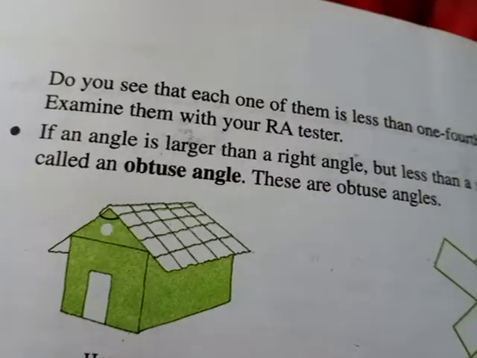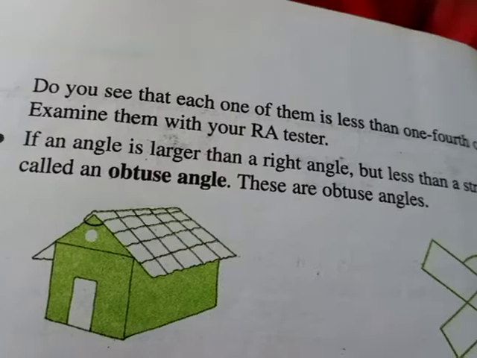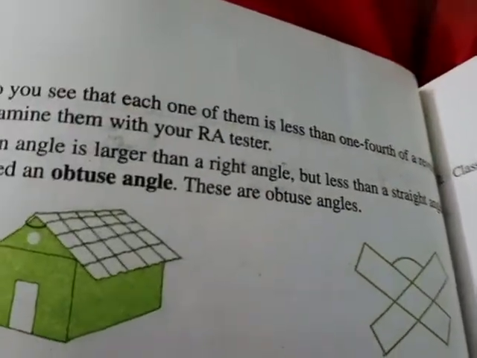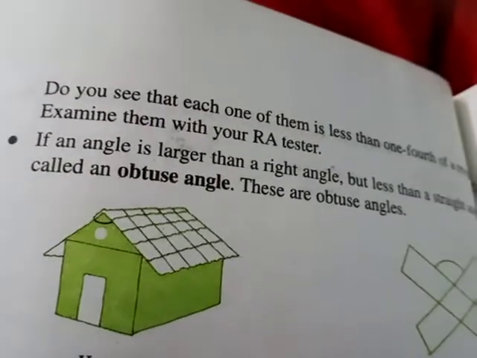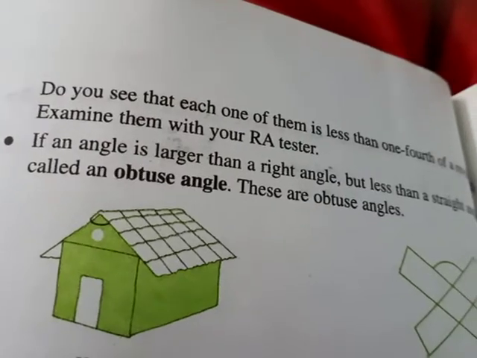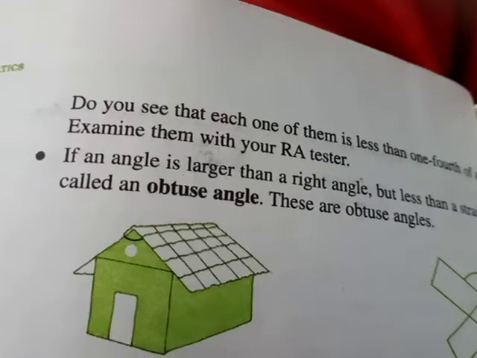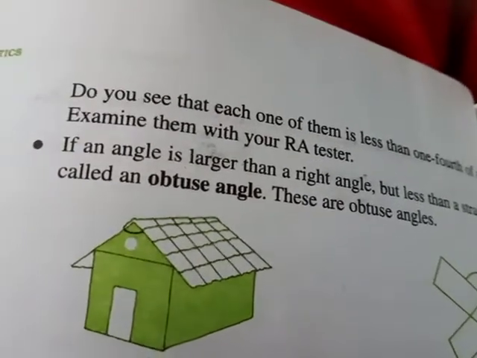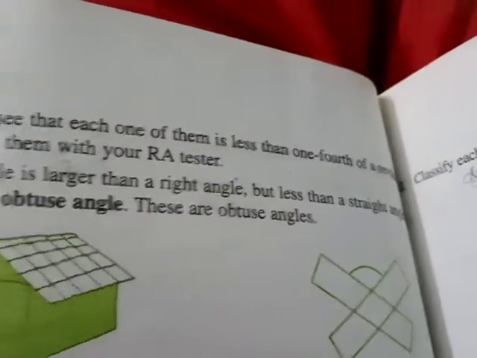Then we see the obtuse angle. If an angle is larger than a right angle but less than a straight angle, that is, more than 90 degree but less than 180 degree, all those angles are obtuse angles. 91 to 179 we can say, because a straight angle is a 180 degree angle.